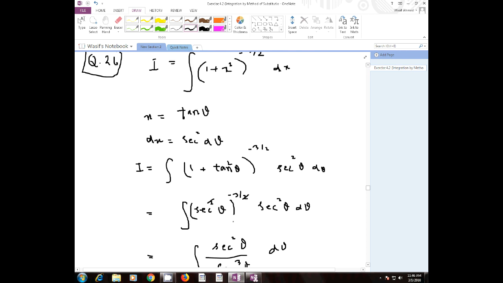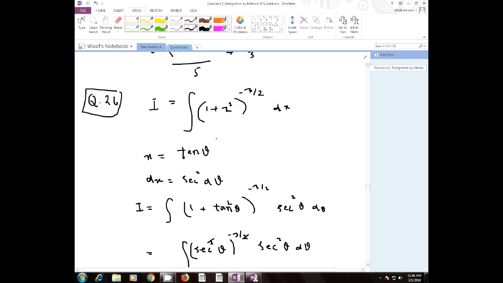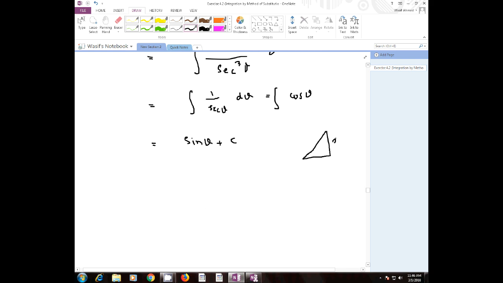Since we have x is equal to tan theta, that is tan theta is equal to x divided by 1, we can make a triangle. The perpendicular of the right triangle is x and the base is 1. The hypotenuse can be found by using the Pythagoras theorem, which is studied in the very junior classes, and it gives us the value of hypotenuse being equal to the square root of 1 plus x square.